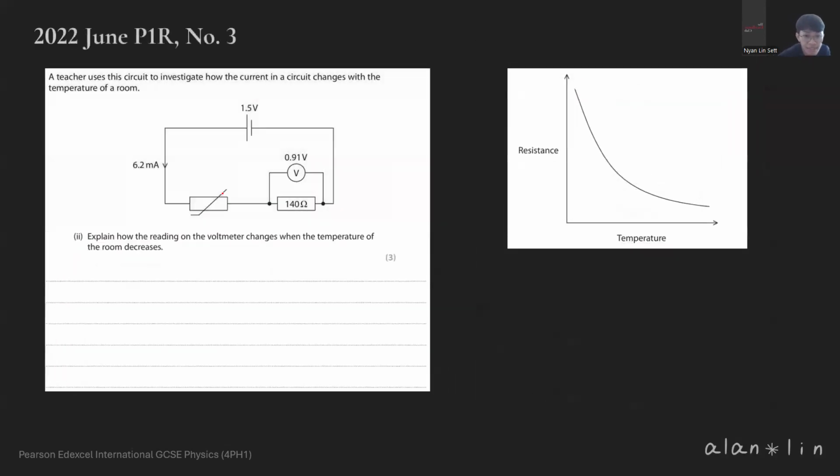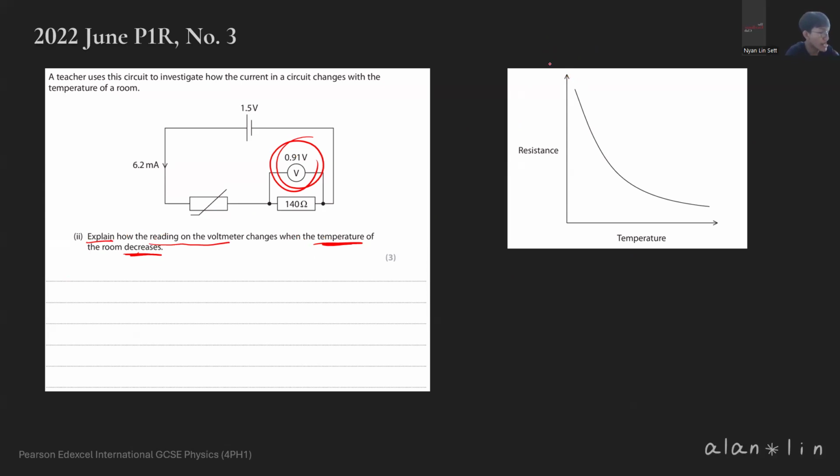All right, let's take a look at the final question from 2022 June, paper 1P number 3. We're looking at a circuit where we have a thermistor and a fixed resistor with a voltmeter across it. And our instruction is to explain how the reading on the voltmeter changes when the temperature of the room decreases. And we're given this diagram above in the question.